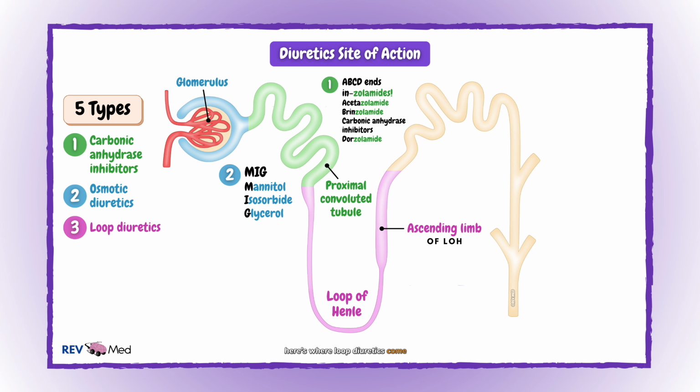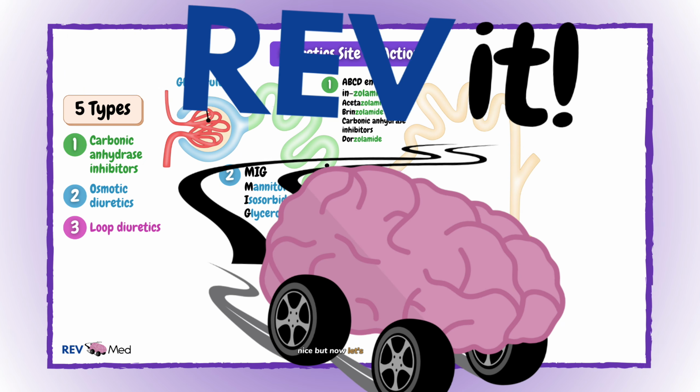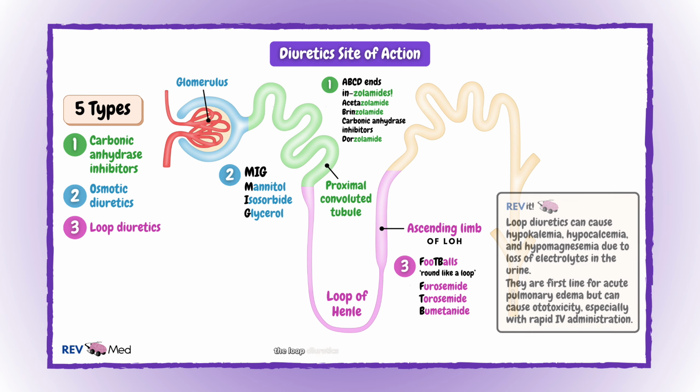Here's where loop diuretics come in. You'll remember the mnemonic footballs, which are round like a loop, right? F for furosemide, T for torsemide, and you have B for bumetanide. These drugs block the NKCC2 transporter, causing massive diuresis. Nice, but now let's rev it up. These footballs, the loop diuretics, can cause hypokalemia, hypocalcemia, and hypomagnesemia due to loss of electrolytes in the urine. They are first in line for acute pulmonary edema, but can cause ototoxicity, especially with rapid IV administration.